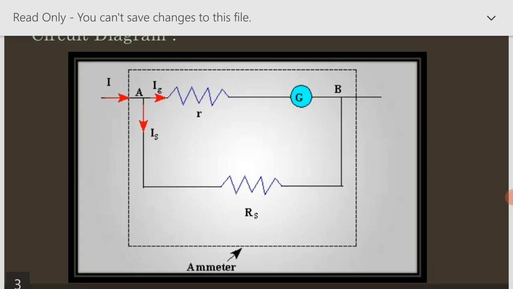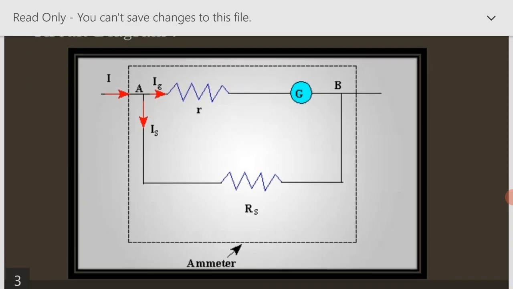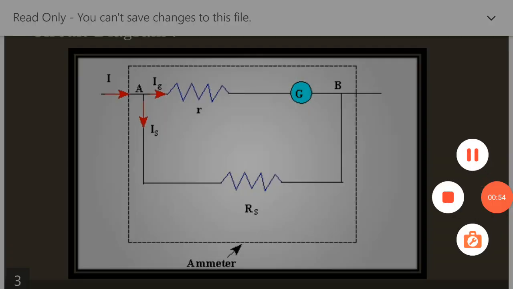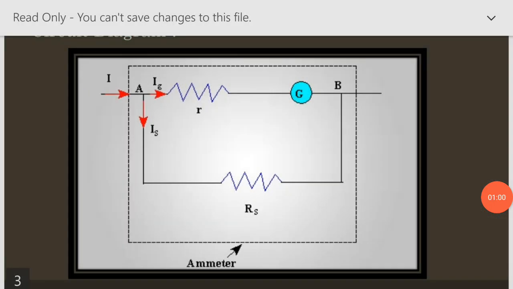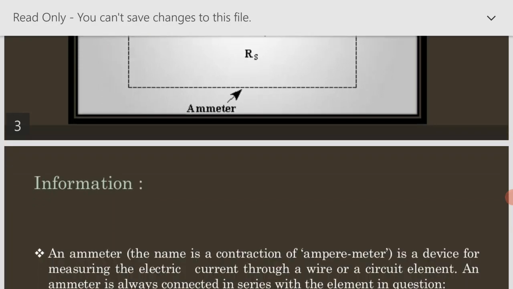The circuit diagram of an ammeter is as shown in the figure. There is a resistance denoted by R, then the galvanometer denoted by G, and the resistor RS is a shunt resistance connected from the output to the input. The output is B and the input is A. The current flowing in the resistance is I, and the current IS flows in the resistance RS.